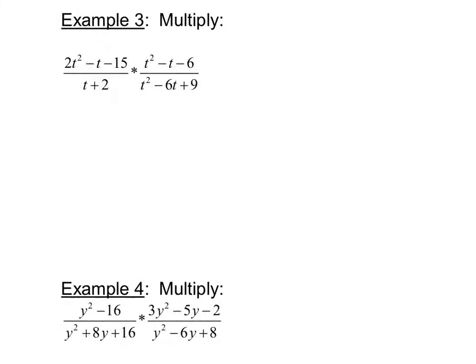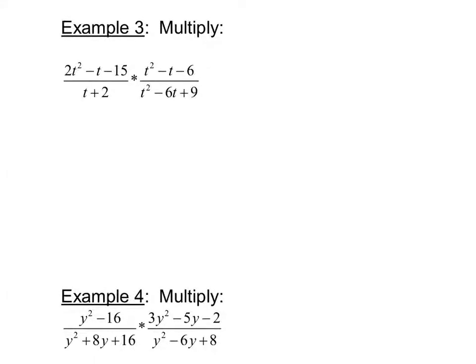So again, first step, factor. Multiplies to 30, adds to negative 1, 6 and negative 6, positive 5. So you have 2t and t. And I need to get to negative 6, so minus 3 plus 5. T plus 2.